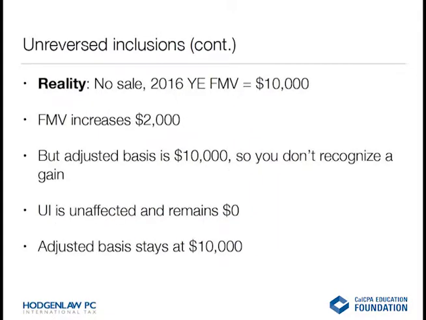So, in our example, we actually didn't have a sale in 2016. We had a 2016 market value at the year end of $10,000. It's a $2,000 increase from the previous year when it was $8,000. But if you remember from 2 slides ago, the adjusted basis is $10,000, so you don't recognize a gain even though it increased in market value. This leaves your unreversed inclusions the same because you're not recognizing a gain, so it doesn't increase, and your adjusted basis stays at $10,000.